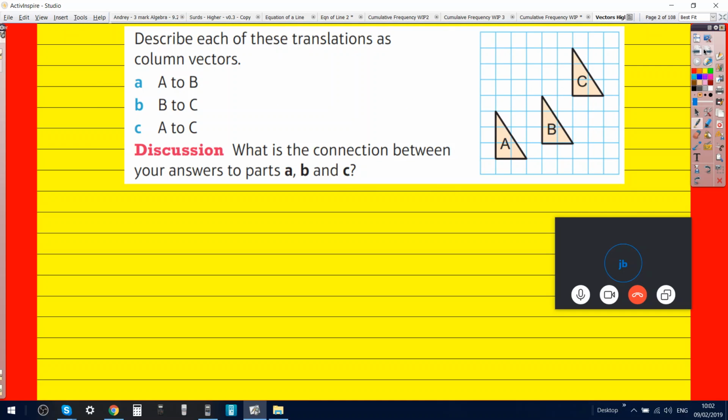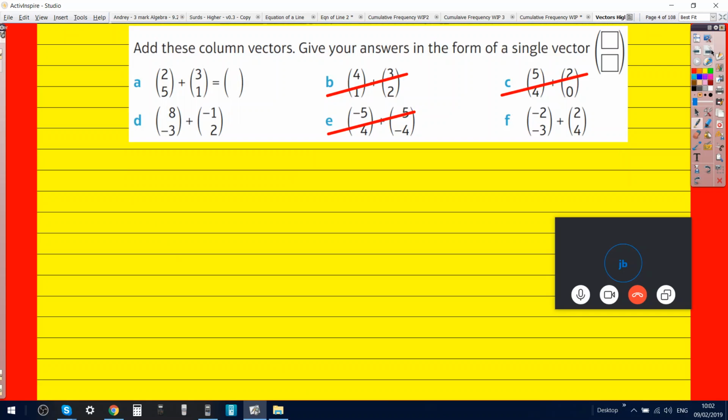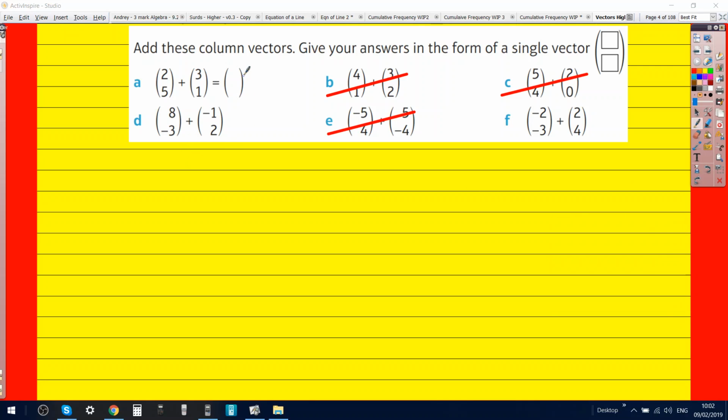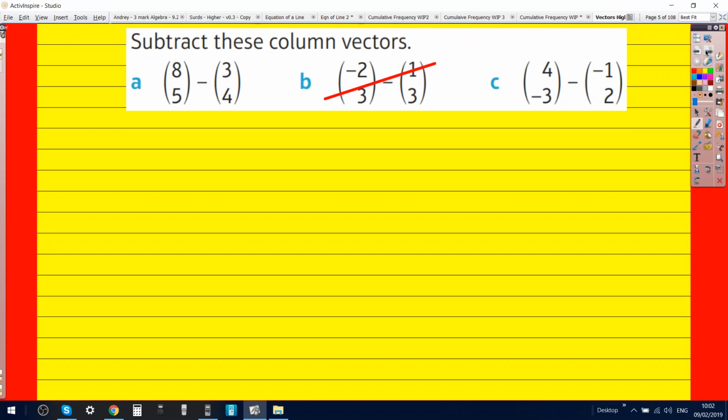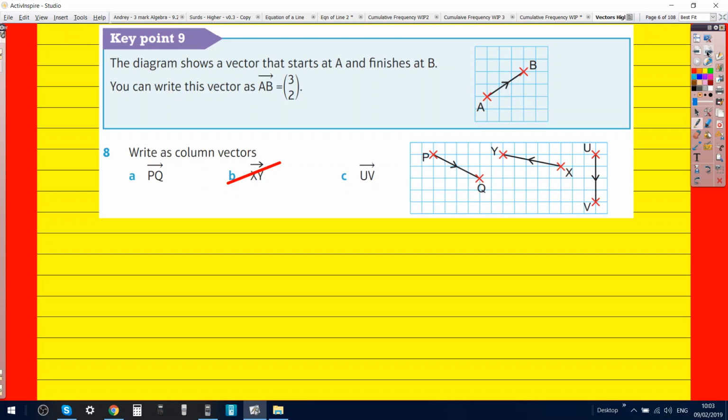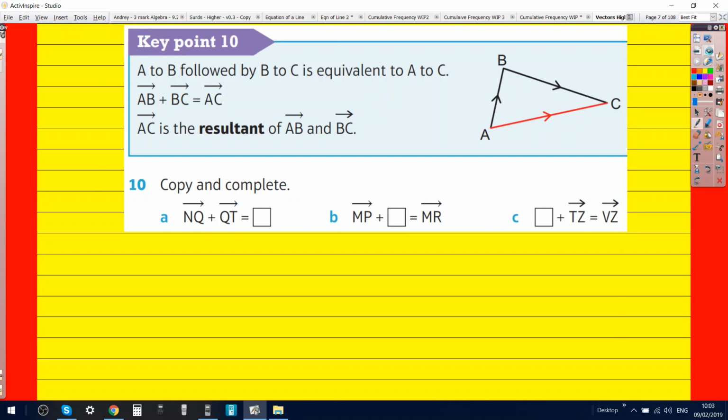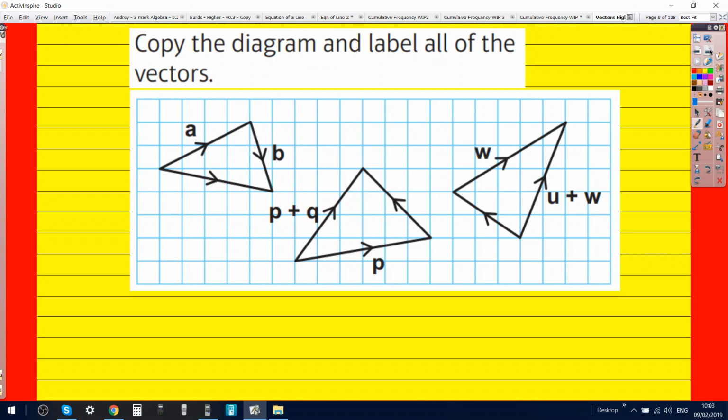Okay. Let's not worry about these. What would be part A for this one? Would it be 5, 6? Yes. So it's basically 2 across plus 3 across is 5 across, 5 up plus 1 up is 6 up, and so on. It's so simple. We don't need to do this. I'll just get you to the proper ones.